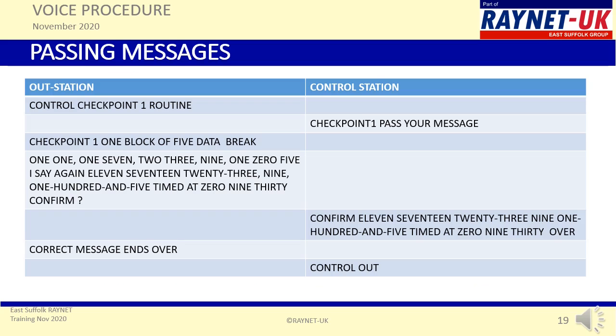This slide shows a simple exchange of one block of data between an outstation and control. Note that the outstation says how much data is coming and then gives the data twice using slightly different formats, separated by "I say again". They also ask the control station to confirm receipt, so control reads back the data and the outstation then completes the "over".